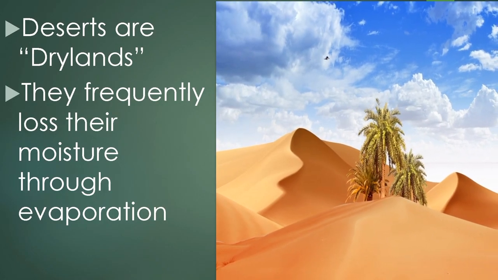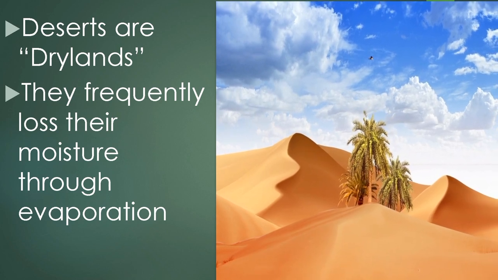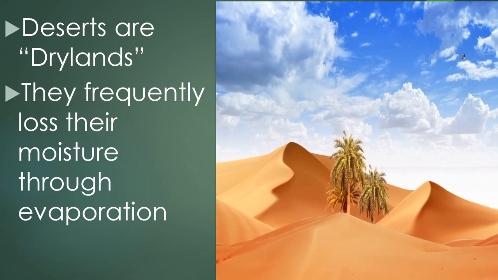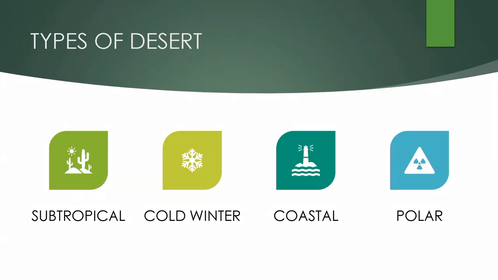Deserts are dry lands. They frequently lose their moisture through evaporation. There are four types of deserts: subtropical, cold winter, coastal, and polar.